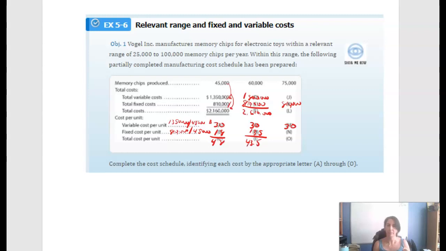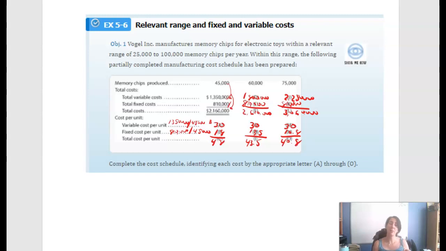All right. We're going to do the same thing here. It's $30 per unit, and you're making 75,000 of them of variable costs. So that's 2,250,000. We can add these two together to be 3,060,000. And the fixed cost per unit, again, is going to drop even further because now we're spreading it over 75,000 units. So 810 divided by 75,000, you're looking at 10.8, making the total cost per unit 40.8.